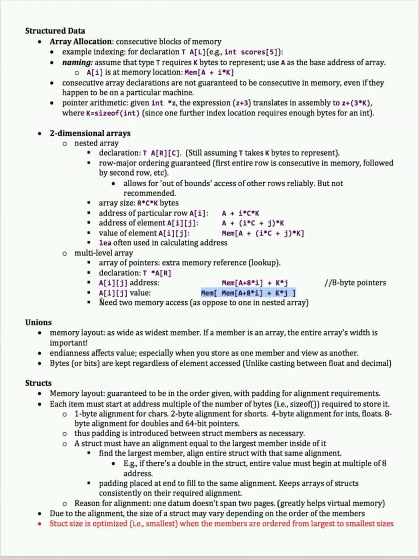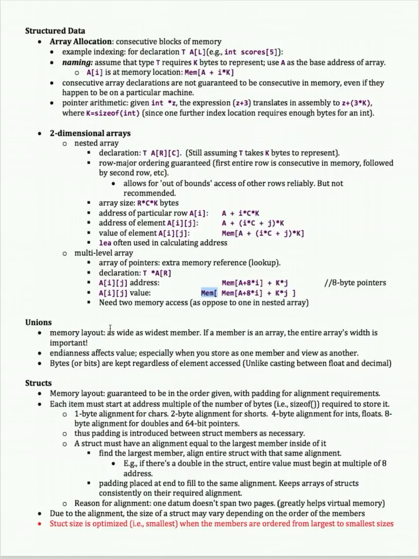And then the value of the element becomes this, right? The biggest difference between the multi-level array and the nested array is that for the multi-level array we needed 2 memory accesses as opposed to 1 in the nested array, right? We had to first access the memory in order to get the address from the address array, and then the second memory access was to actually get the value. All right.